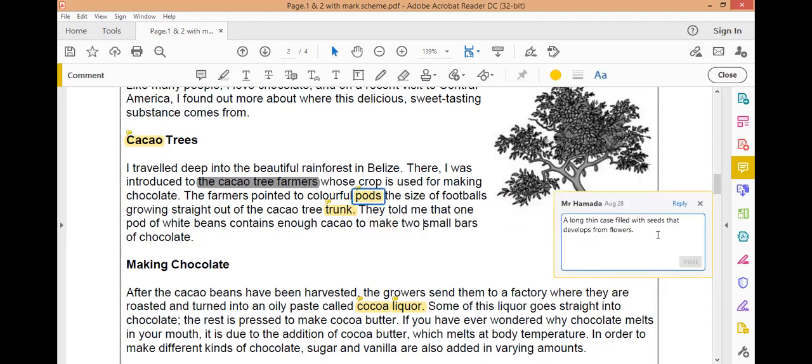Okay, along the thing, you can see the meaning? Yes, a long thin case is filled with seeds that developed from flowers. So it's a part of the flowers. I think that you studied it in biology or science, maybe, yes?